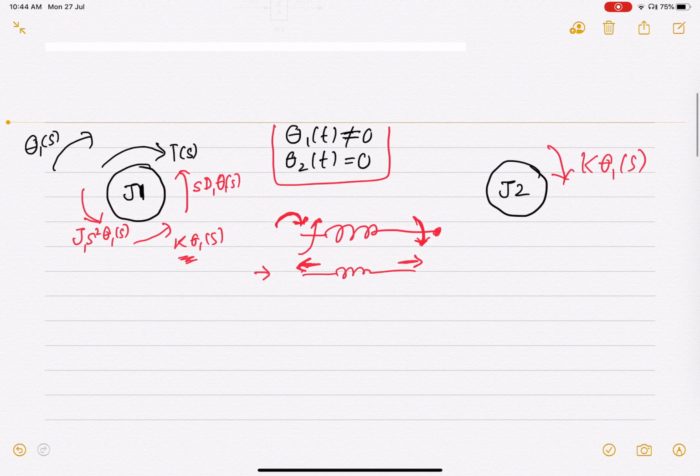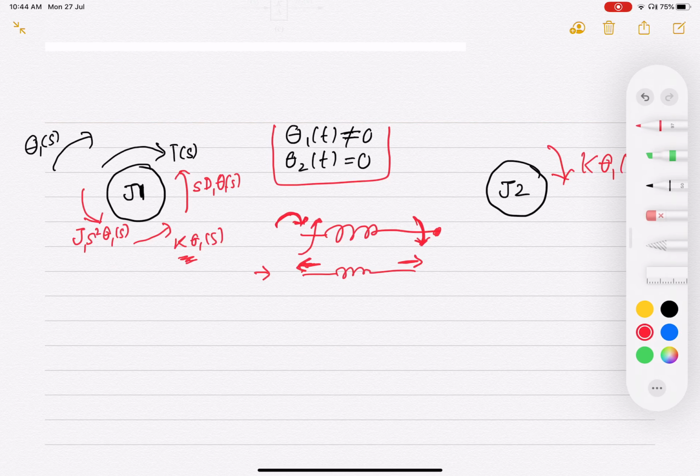Now, what is going to happen in the second case? In the second case, you have theta 1t equal to 0 and theta 2t not equal to 0.